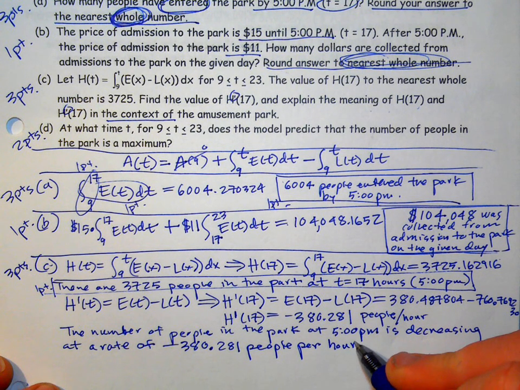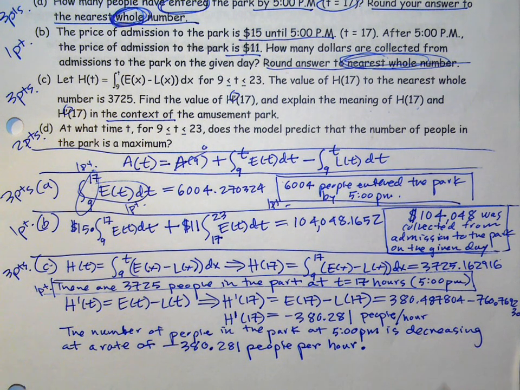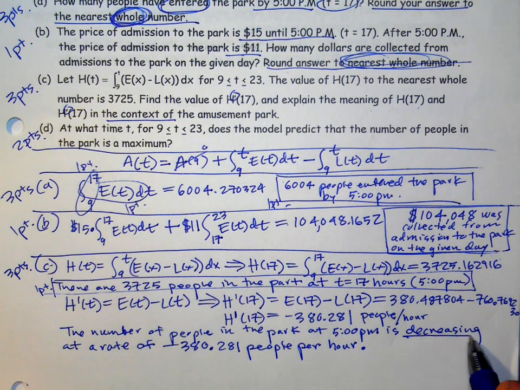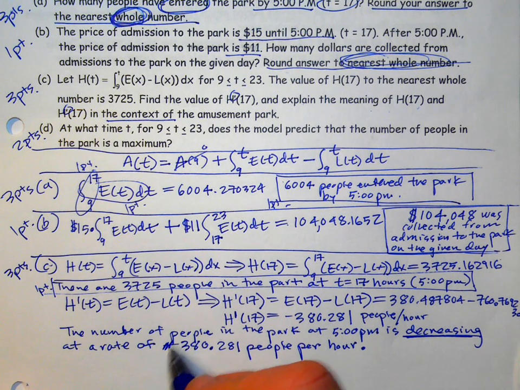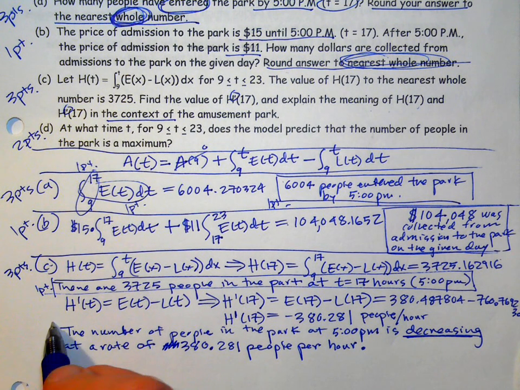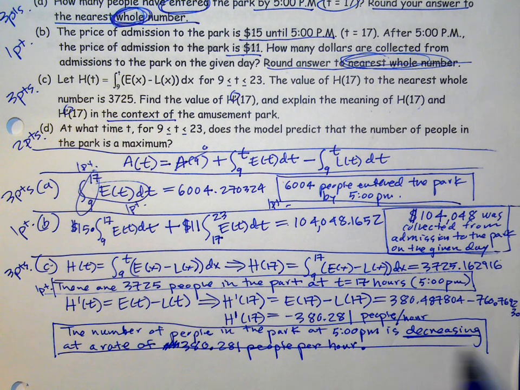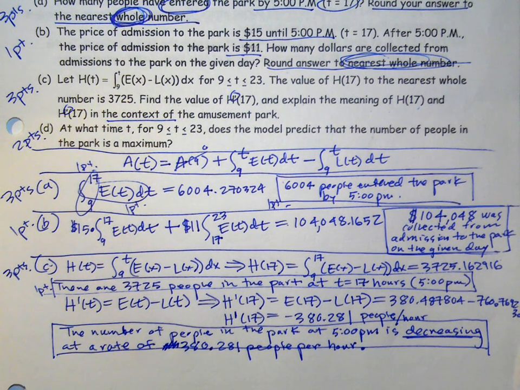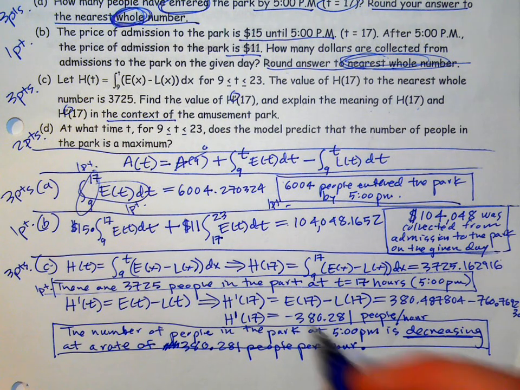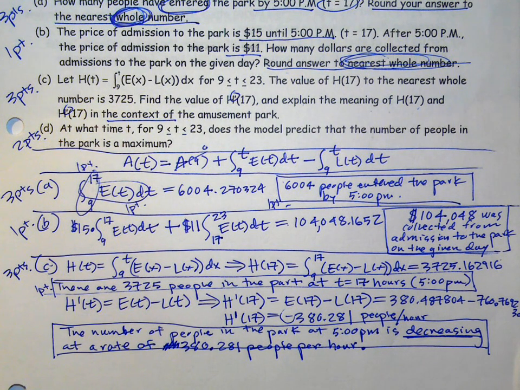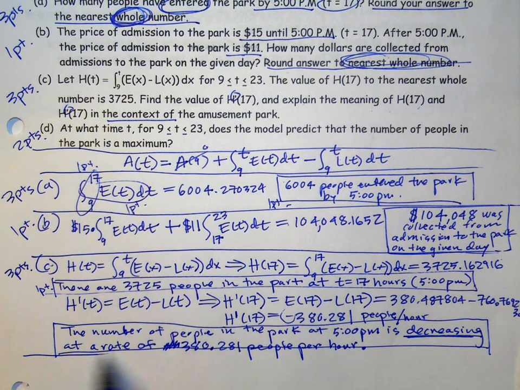hour. Now, here's the deal. I said decreasing, so you got to be careful here. Don't want to put the negative, because if you're decreasing a negative rate, that means you're actually increasing, because this is a double negative. So you want to put the word decreasing, but then you don't want to put the negative. The negative tells you it is decreasing, but then the word decreasing already indicates a negative, so don't put another negative, because that's not quite right.